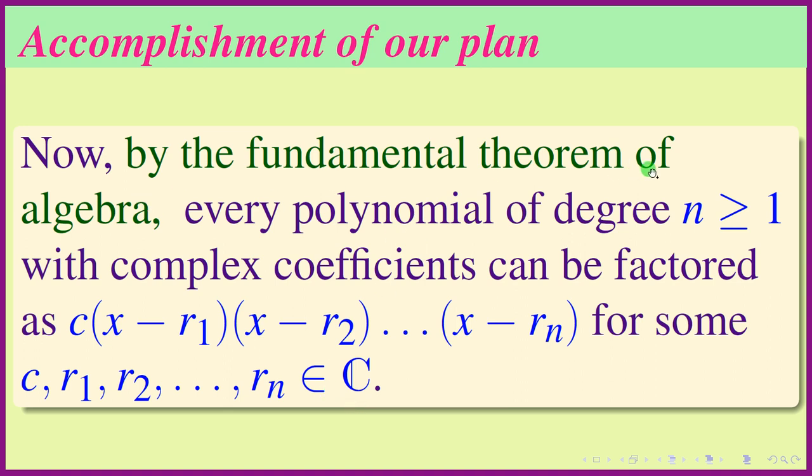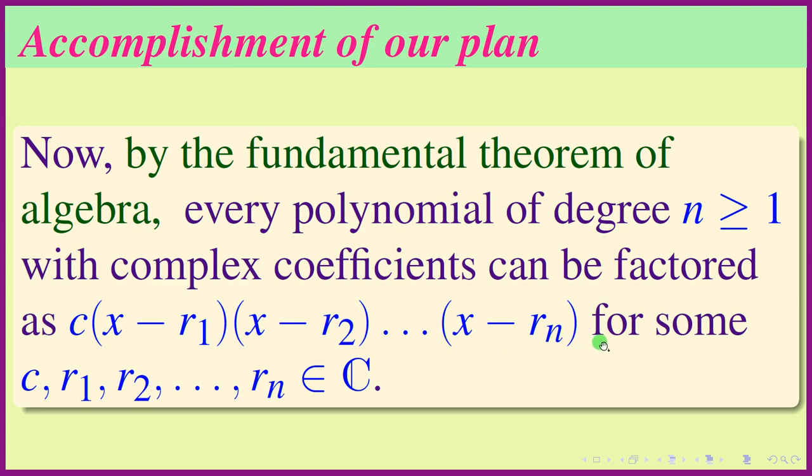The fundamental theorem of algebra says that every polynomial with complex coefficients has a root in C. So it can be applied repeatedly to get this factorization. It means that every polynomial of degree greater than 1 having complex coefficients has all its roots in C, and the number of roots counting multiplicity equals the degree of the polynomial.